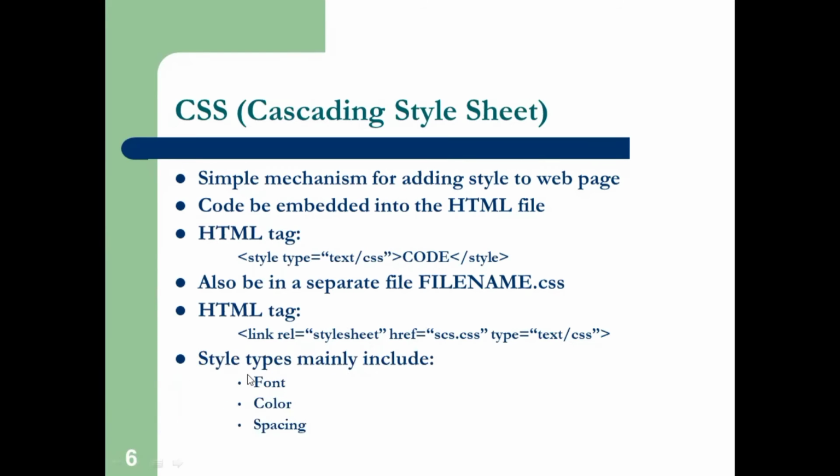Style types mainly include font, like what kind of font you use and what will be the size of your fonts. Fonts are basically the text that is written inside your web page. We decorate the text inside our web page by using the font tag, and it has more attributes like font size, font color, and font background. All these things are added through the font tag.